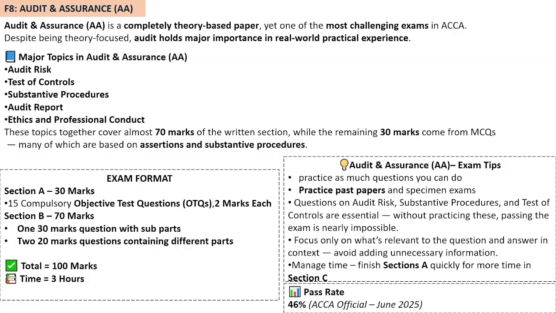And focus only on what's relevant to the question and answer in context. Okay, adding unnecessary information only creates a bad impression and your marks can be deducted even more. Okay, it's not a Delhi University exam, it is an ACCA professional exam, so please take care of this. And then manage time, finish Section A MCQs quickly and keep time for Section C. The pass rate is 46% as per ACCA.